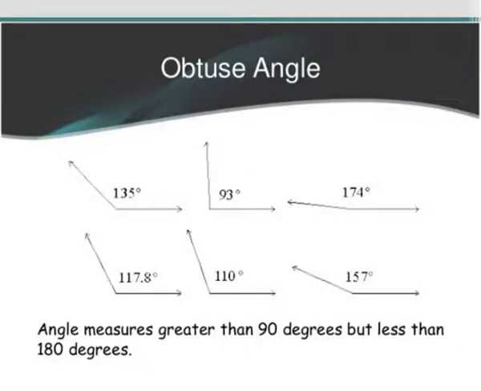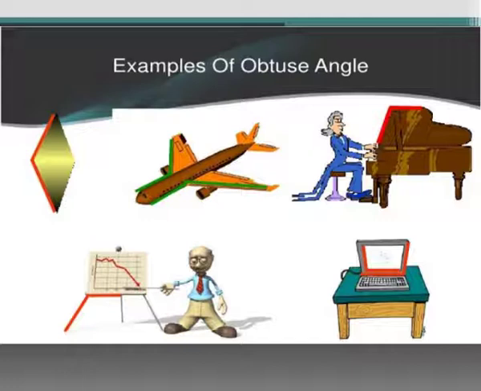Next, obtuse angles. Angles whose measures are greater than 90 degrees but less than 180 degrees are called obtuse angles. So angles which have measures greater than 90 degree and below 180 degree, in between 90 to 180 degree, form obtuse angles. These are some examples of obtuse angles. In each and every figure you can find an obtuse angle somewhere.